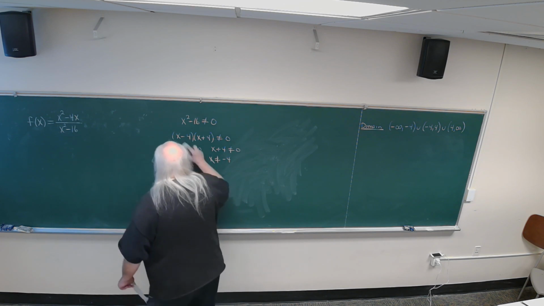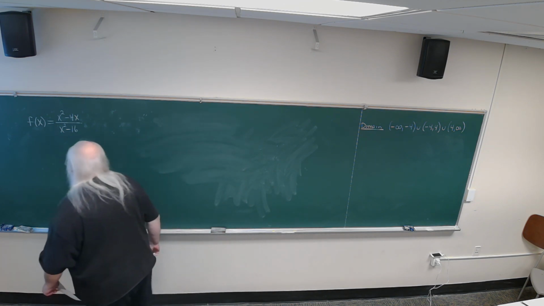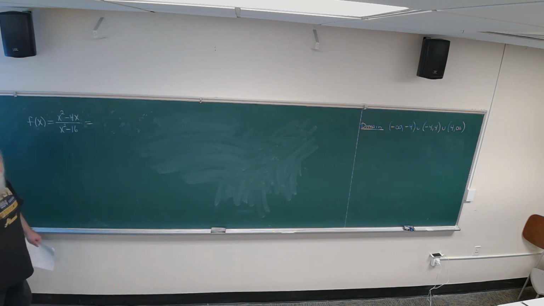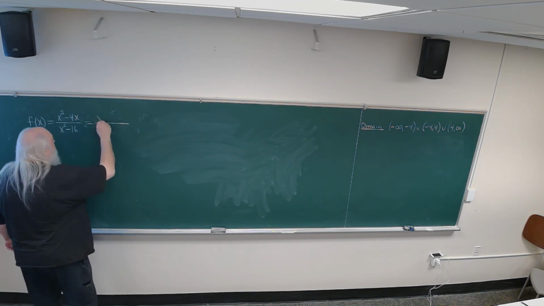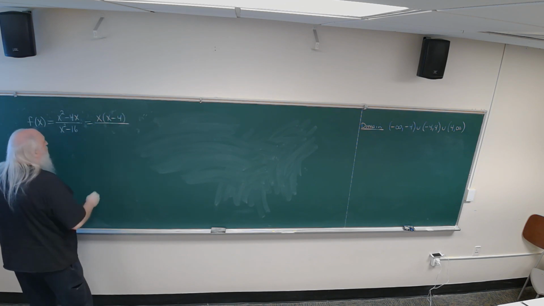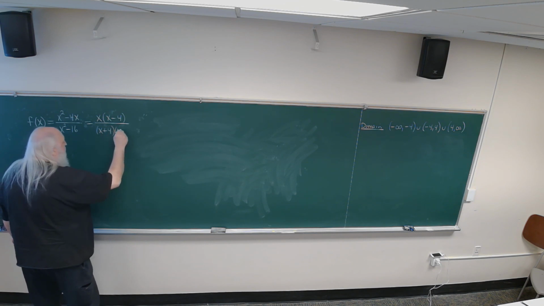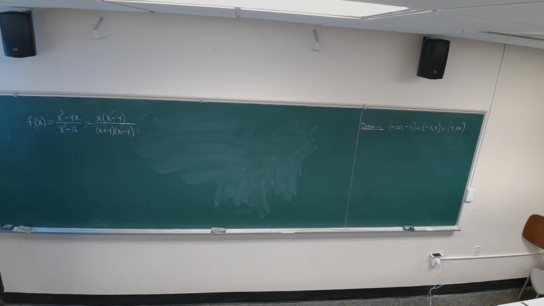Okay. So before we do that, we have to eliminate any common factors in the numerator and denominator. And so you can see that the numerator factors into x times x minus 4, and the denominator, we already know, factors into x plus 4 times x minus 4. Okay. So you can see x minus 4 is a common factor in the numerator and denominator.